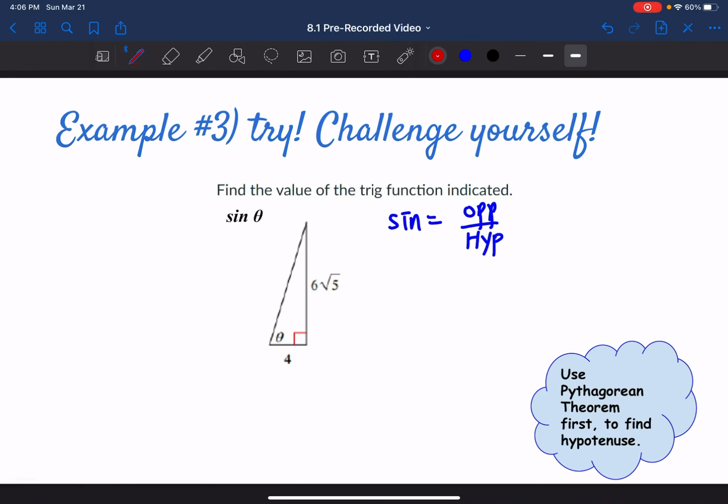Okay, example number 3. This is your last example. Please copy the right triangle. And this is a pretty challenging problem. Try to do it by yourself. You have to use Pythagorean theorem first to find your hypotenuse, because we don't know. So pause the video and try to do it by yourself, and afterwards you can check the solutions.